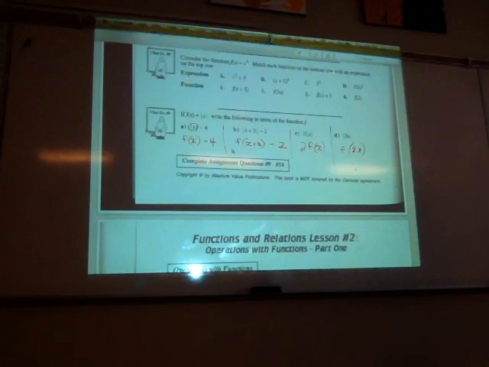So any questions about function notation so far? We are going to be using this a lot this unit, so if you have questions you can also ask later on.